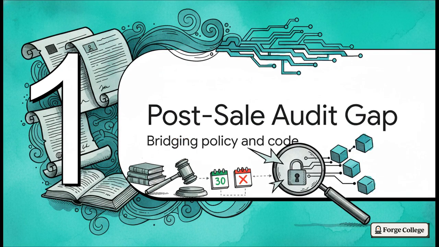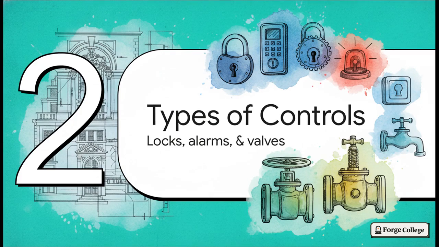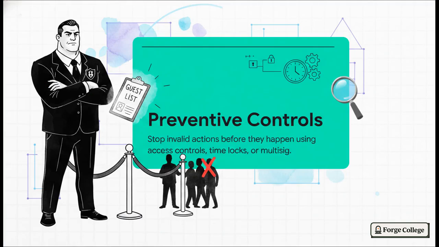All right, Section 1, the post-sale audit gap, bridging policy and code. Moving on to Section 2, 3 types of controls, the locks, alarms, and release valves. To bridge that audit gap we just talked about, we need to treat legal compliance kind of like a building code, using distinct mechanical controls in our contract.